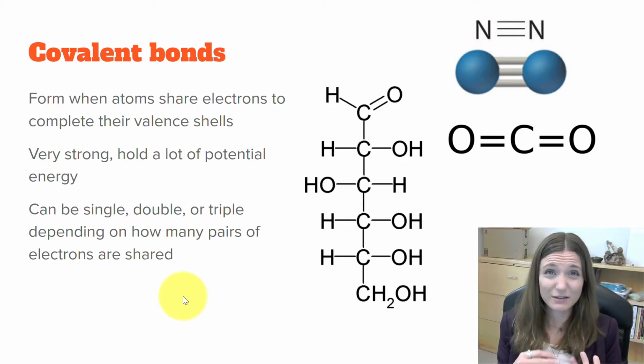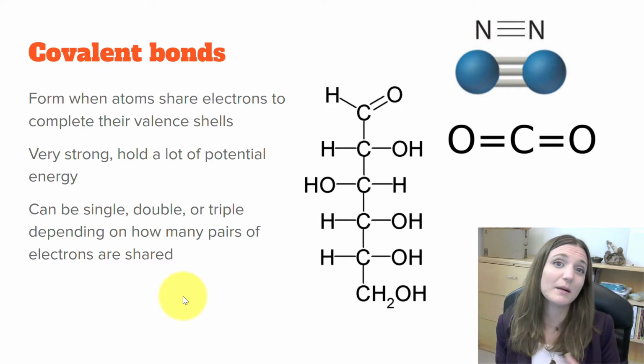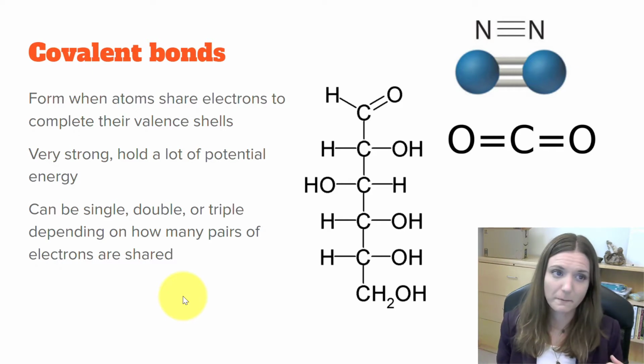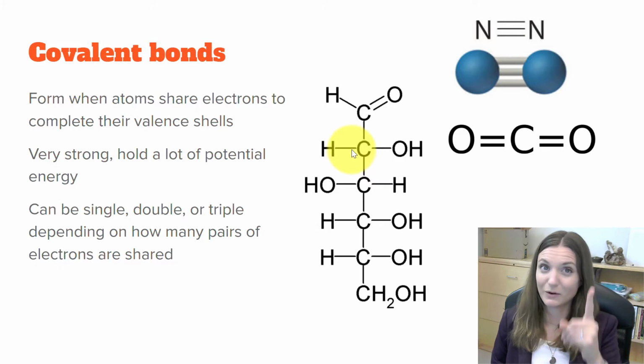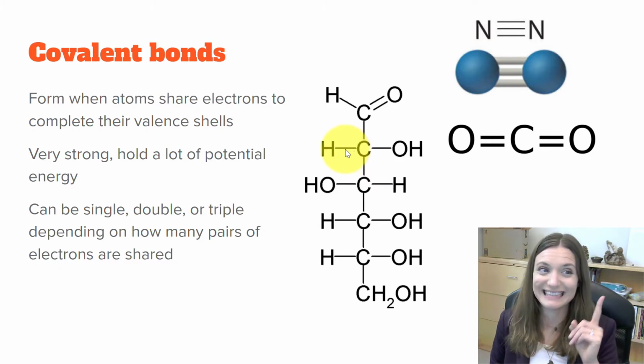Covalent bonds can be single, double, or triple, depending on the number of pairs of electrons that are shared. So for example, between carbon and hydrogen right here in this glucose molecule, this line represents a covalent bond right here. And because there's only one line between those 2 atoms, that means they're only sharing one set of electrons, so we call that a single bond.